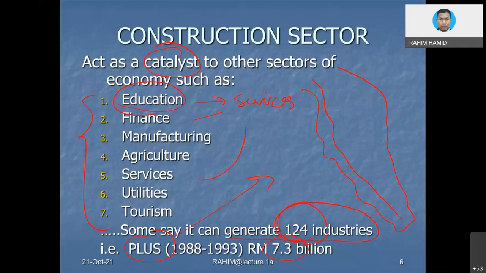But what happens if we do have a big project? When we do have a big project, meaning to say the demand is there. Similarly, you can see now we do have what we call the Pan Borneo project that encroaches from Sarawak until Sabah. So it is a similar concept to the PLUS highway. That is a big, massive project as well. So you can imagine there is a lot of manpower required just to cater for that project. So education is basically being promoted because of the demand.